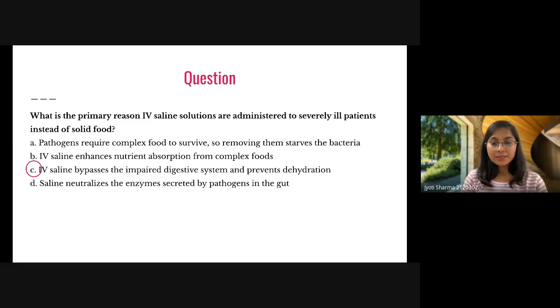Just simply, the useful bacteria are killed by the administration of antibiotic, and that's why the digestion cannot be completed without those useful bacteria. So that's why we have to bypass this defective or impaired digestive system.